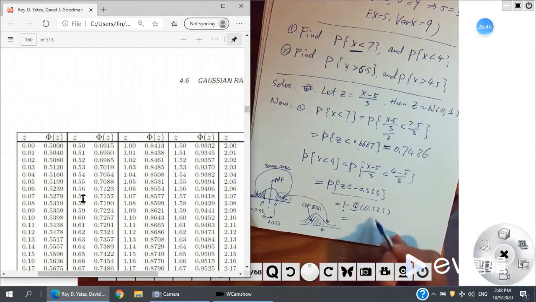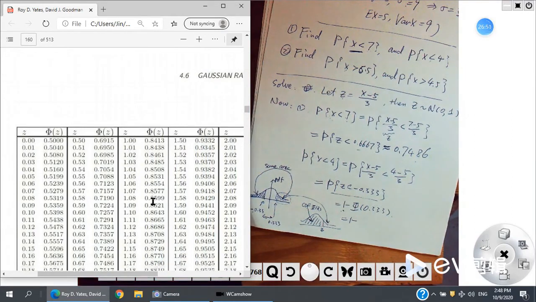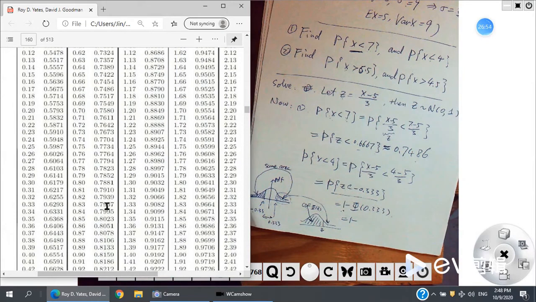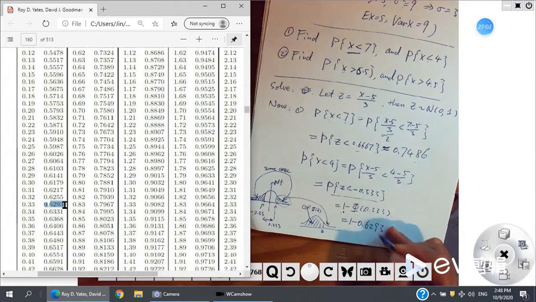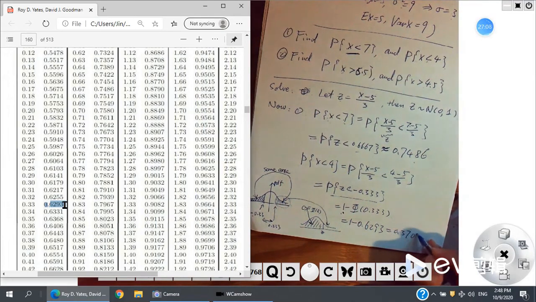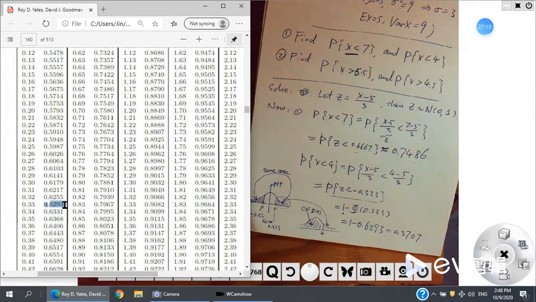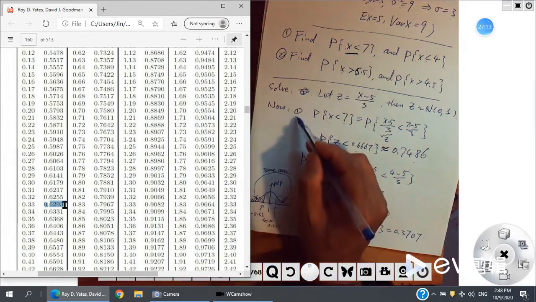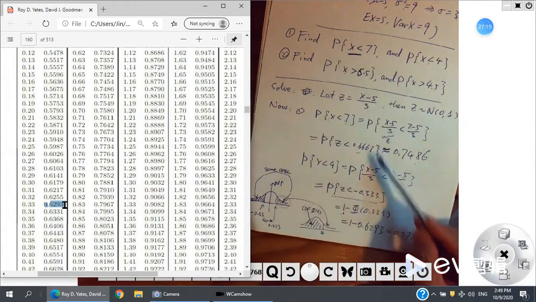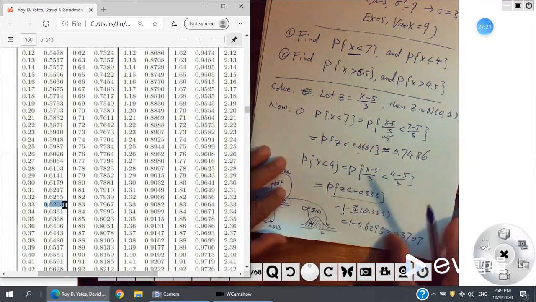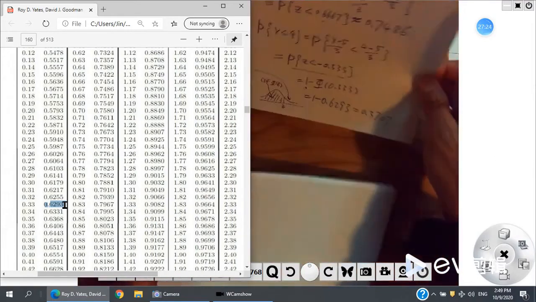Okay, now we have this. And it is 1 minus, now we can use the table. 0.33 is here. We get 1 minus 0.6293. So we have 0.3707. Okay, so we have our probability. Got it? Alright, this is the first one. We want to know the probability of these two, and we can calculate it this way. Alright, we check the second one.